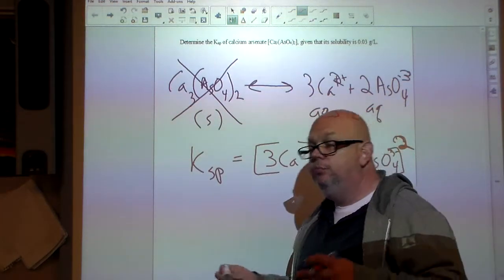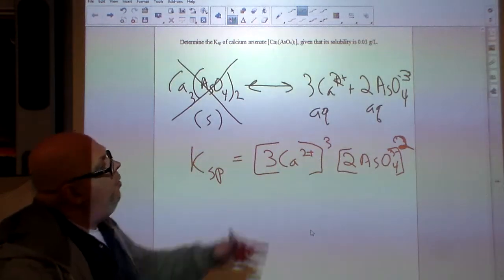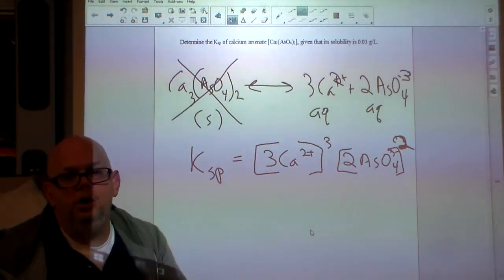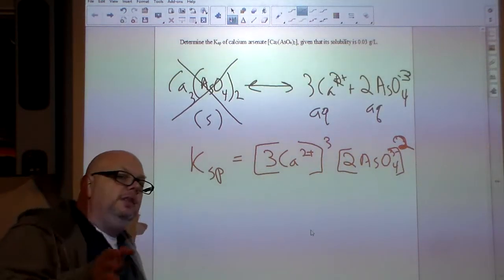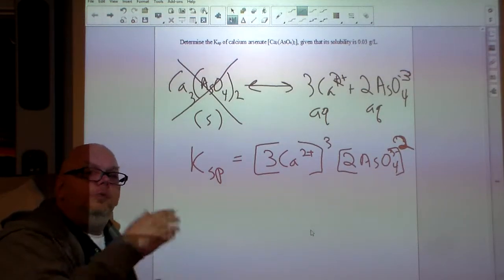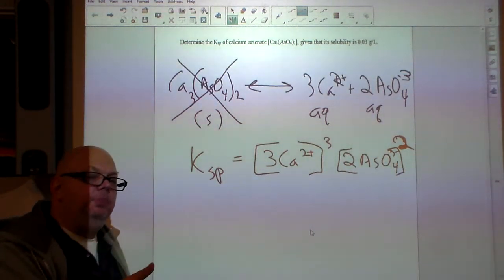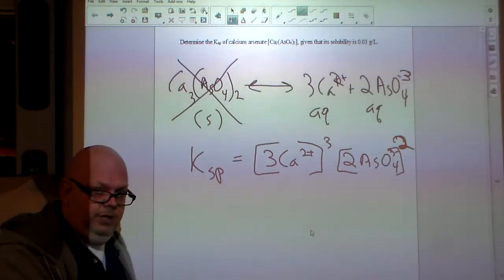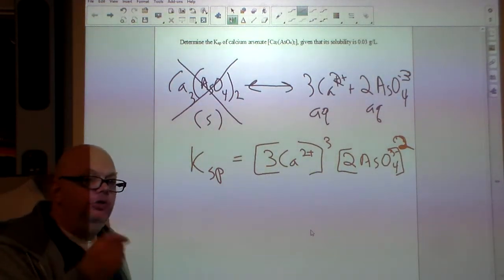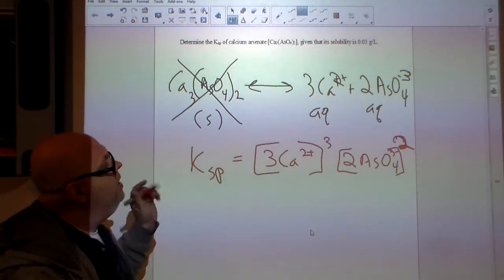So now we figured out we need concentrations. How do we go about this? Well, notice that it's 0.03 grams per liter. So we've got the liter part down. If it was, say, 100 milliliters, then we would need to change it to liters. We can multiply by 10 to get the liters, or convert it and make it a fraction of a liter. You'll still get the same answer. It doesn't matter.